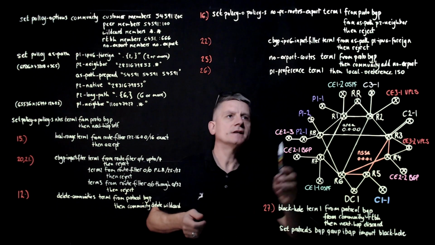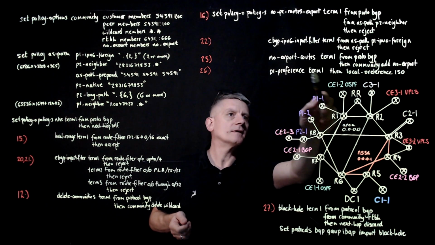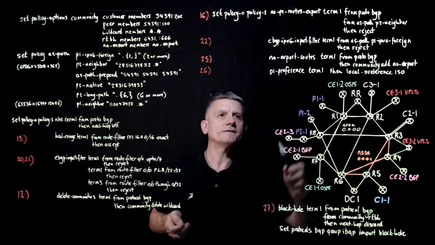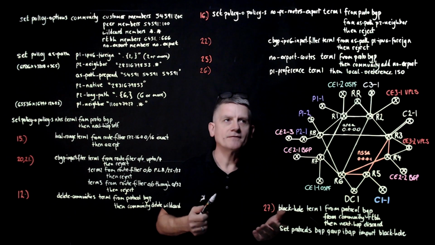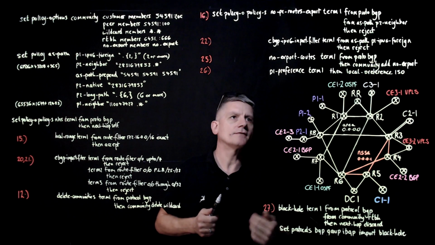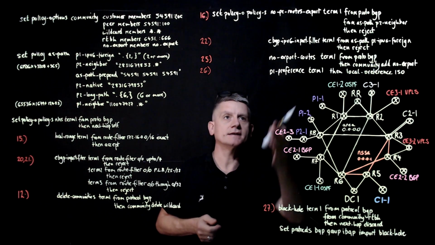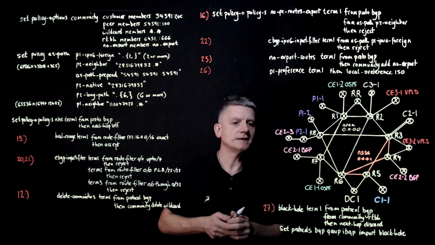And P1 preference. This is quite nice. Term 1, then local preference 150, and that's a preference already set up for applying, in this case, to peer 1, but that could be applied somewhere else.